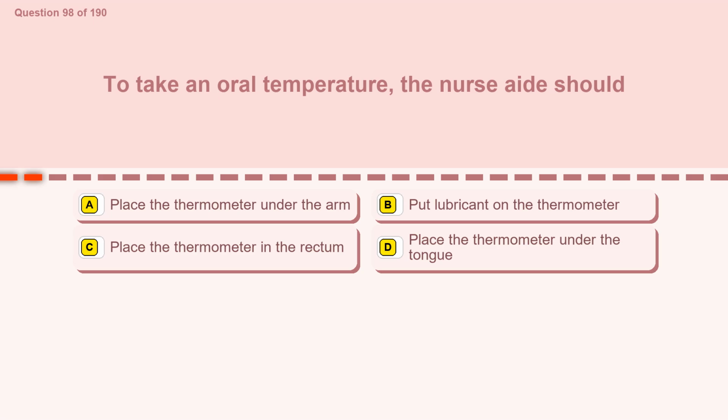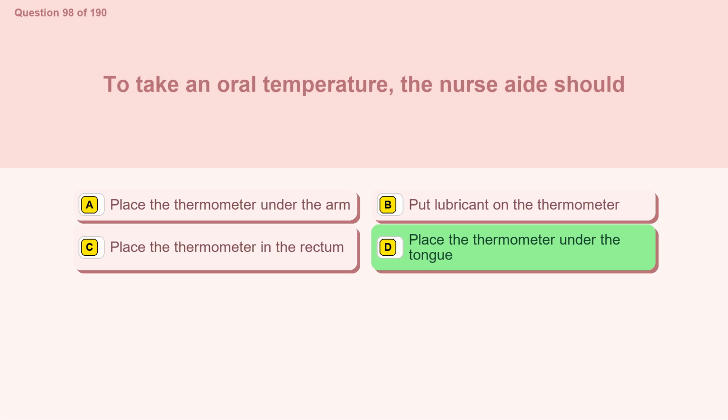Question 98. To take an oral temperature, the nurse aide should: Option A, place the thermometer under the arm. Option B, put lubricant on the thermometer. Option C, place the thermometer in the rectum. Option D, place the thermometer under the tongue.